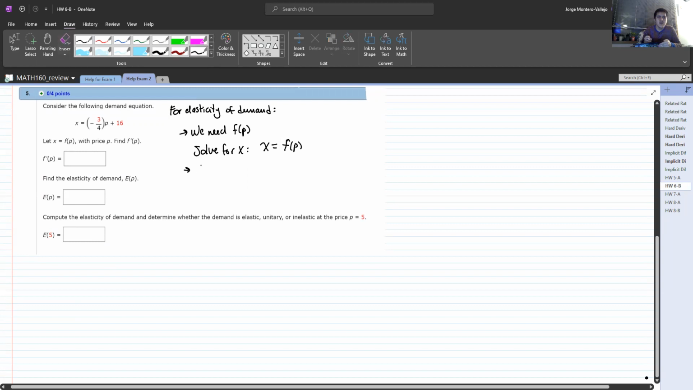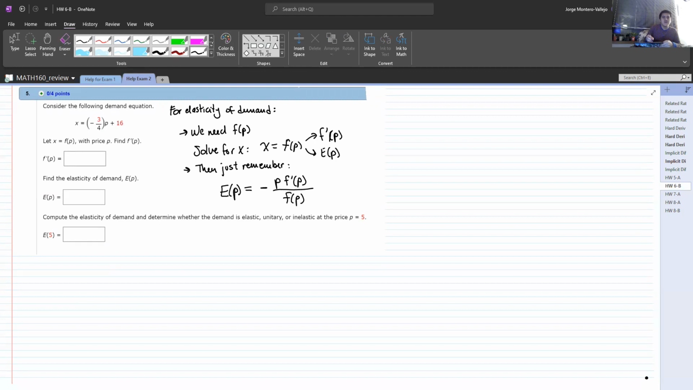then all you need to do next is just remember the formula. The formula for elasticity of demand, which is the function called E of p, that's the name of the function for elasticity of demand, E of p, is equal to minus p times f prime of p divided by f of p. Okay, so once you have found f of p, you need to find f prime of p and then compute E of p.